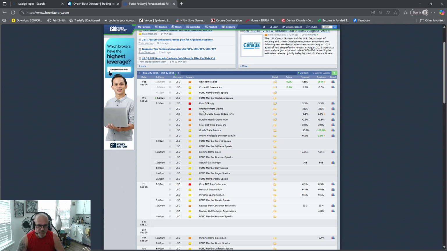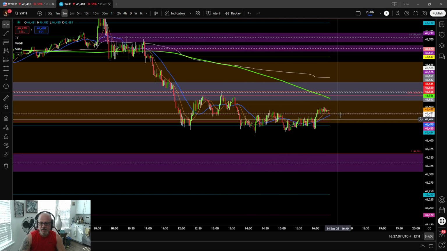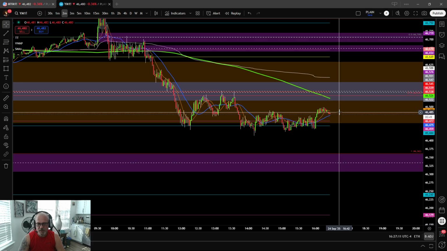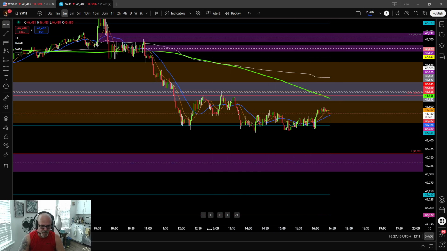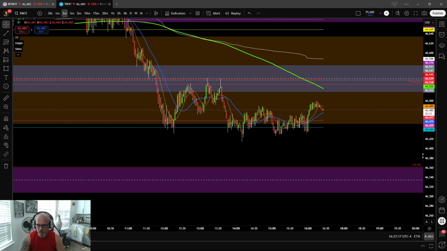Now, if these numbers both come out good for the market, then we absolutely could start moving up from this discount pricing area back up to take out all-time highs. So we'll just have to be watching for that and be cautious around the news times and just let the news settle and see what the market wants to do with it. But that is dealing range.